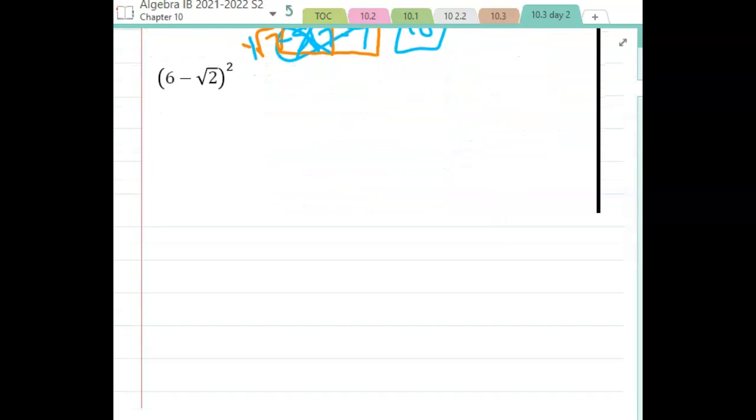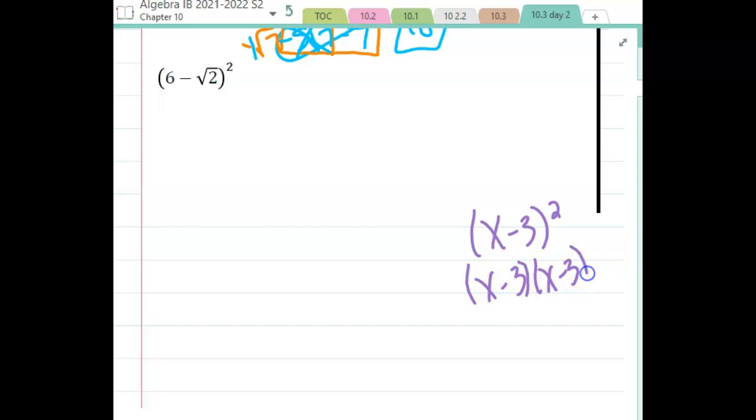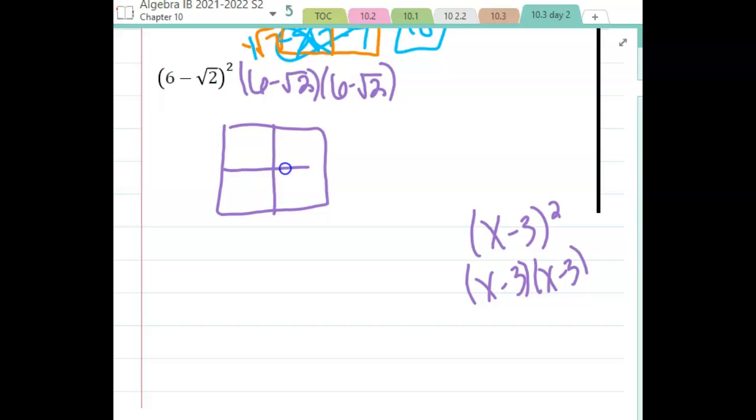Now, this last one here, we need to be really careful with this last one. And the same thing happened when I multiplied something like x minus 3 quantity squared. I encouraged you, said it many, many, many times, but this is not x squared minus 9. Because remember, this is x minus 3 times x minus 3. In the same way, this is 6 minus the square root of 2 times 6 minus the square root of 2. So you still are going to do the box method, but you're just going to have the same thing on the top as you do down the side. 6 minus the square root of 2, 6 minus the square root of 2.